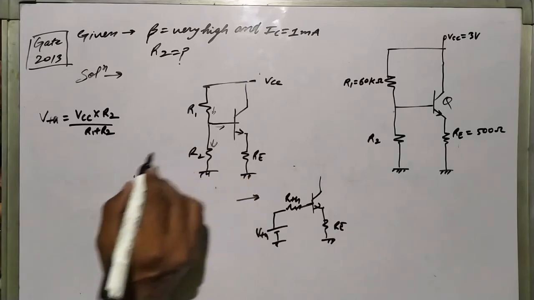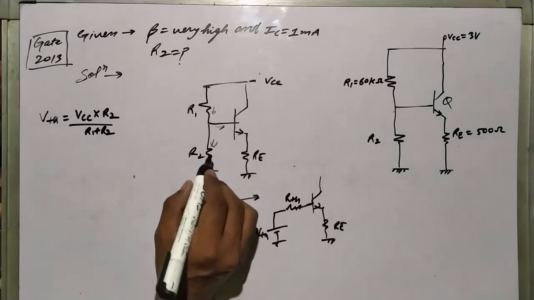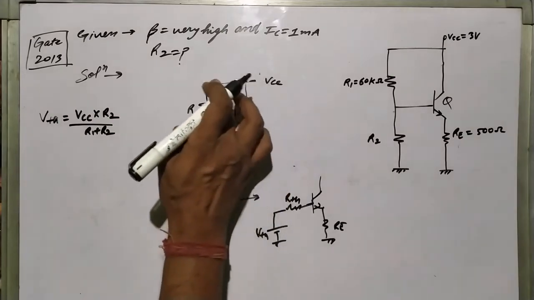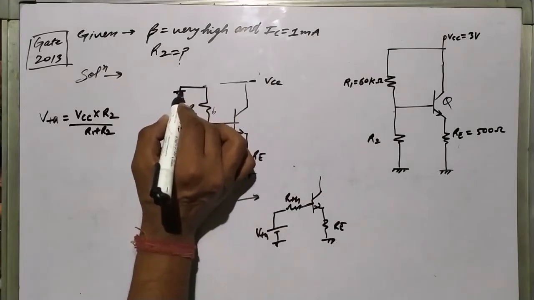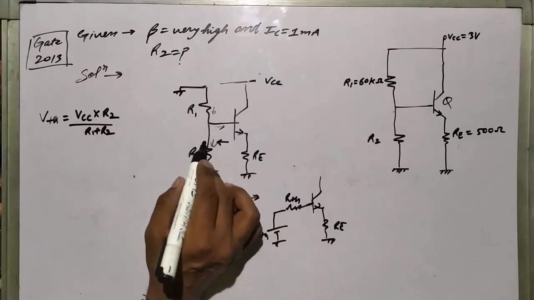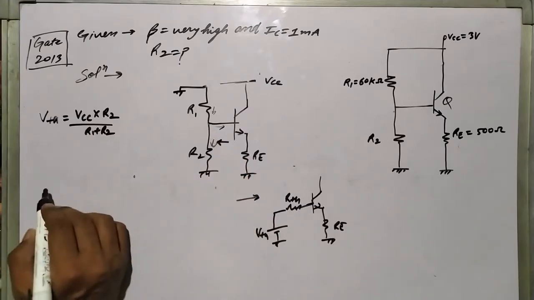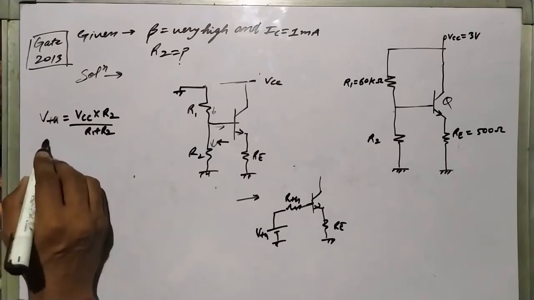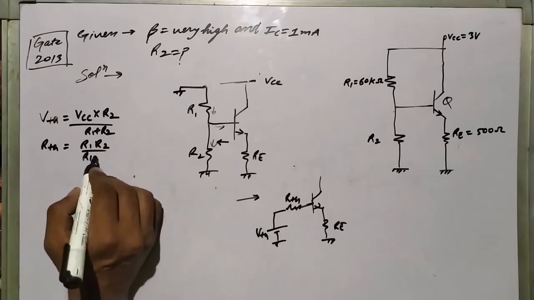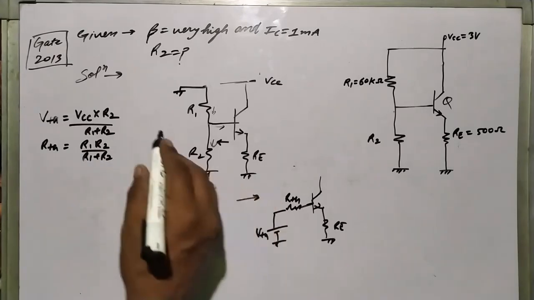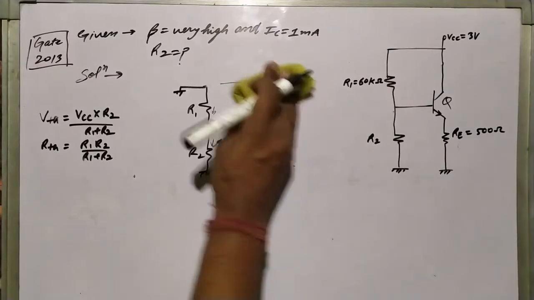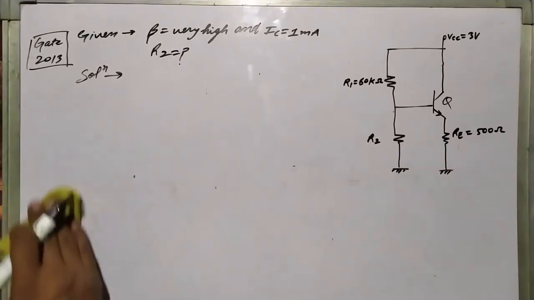Okay, and what will be my RTH? For RTH we will look from this side, and we will make the supply voltage ground. When we look inside, we can see that R1 and R2 are in parallel. So RTH will be R1 R2 by R1 plus R2. Like this we will handle this self-biased circuit. Okay, so let's come to our question.